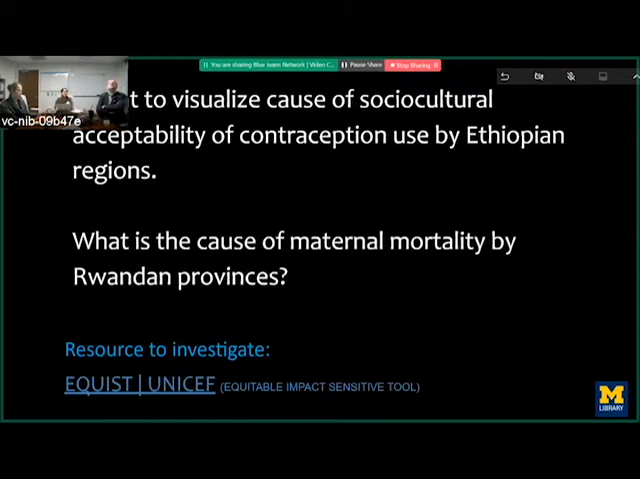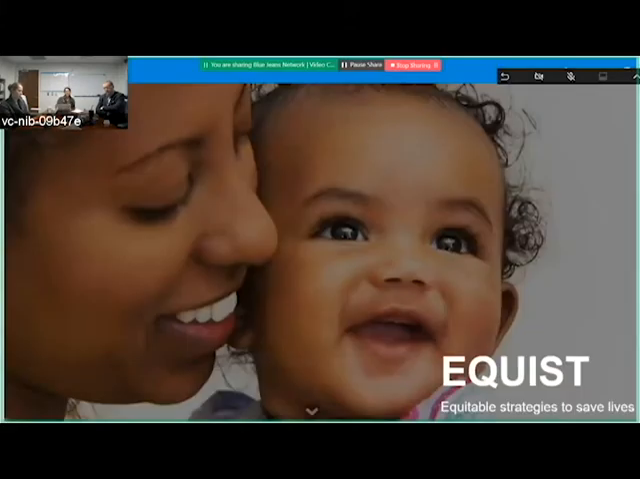And this is what's really interesting about EQUIST. We can look at regional level data. I also want to see what is the cause of maternal mortality by Rwandan provinces. So those are two separate questions. Let's go ahead and look at some screenshots that I did last night going into EQUIST. I have to show you the first one because it's too important. It's probably my favorite screen of the entire database.